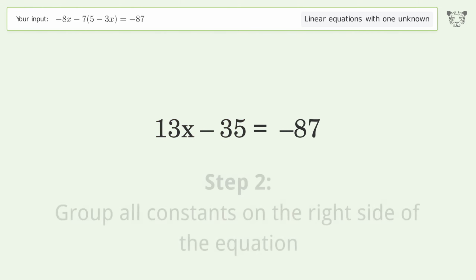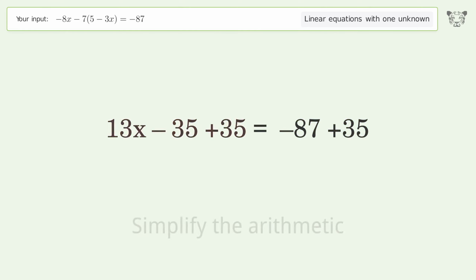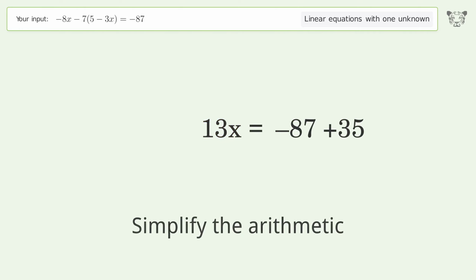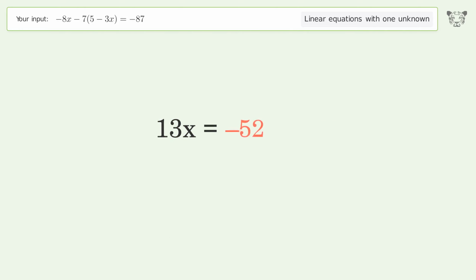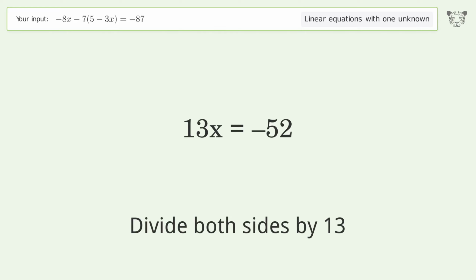Group all constants on the right side of the equation. Add 35 to both sides. Simplify the arithmetic. Isolate the x. Divide both sides by 13.